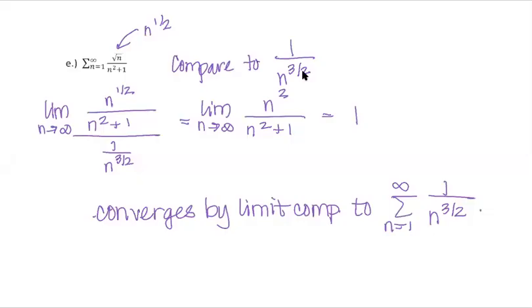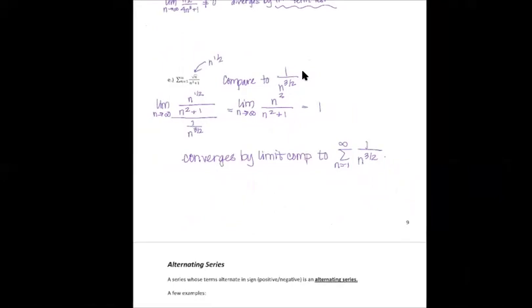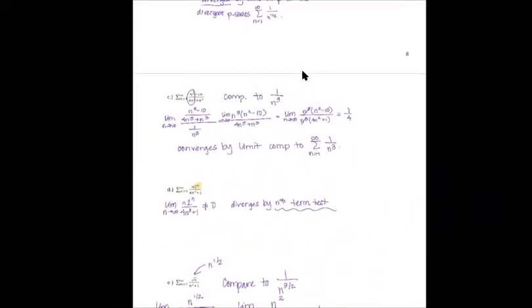So when we do this, we end up with the limit coming out equal to 1. Again, that is a value that is finite and positive. So since 3 halves is greater than 1, the series 1 over n to the 3 halves is going to converge. So that means that our series also converges by limit comparison to the sum of 1 over n to the 3 halves. So that's the idea of limit comparison.